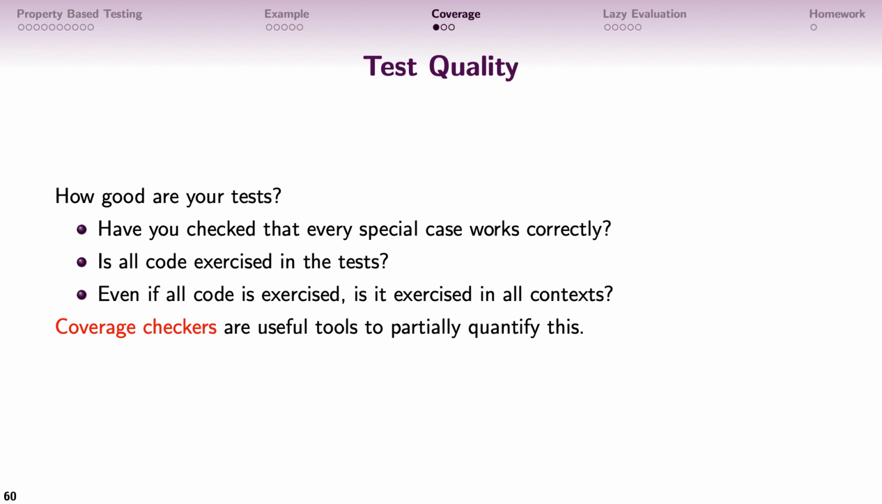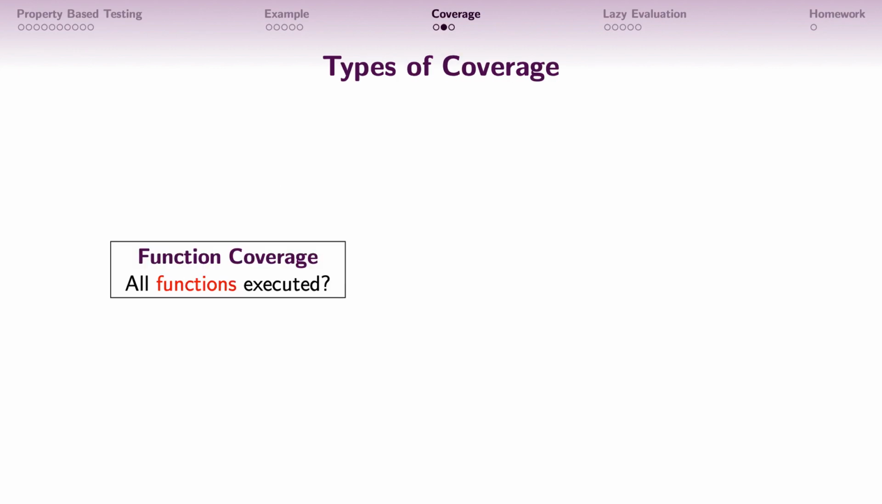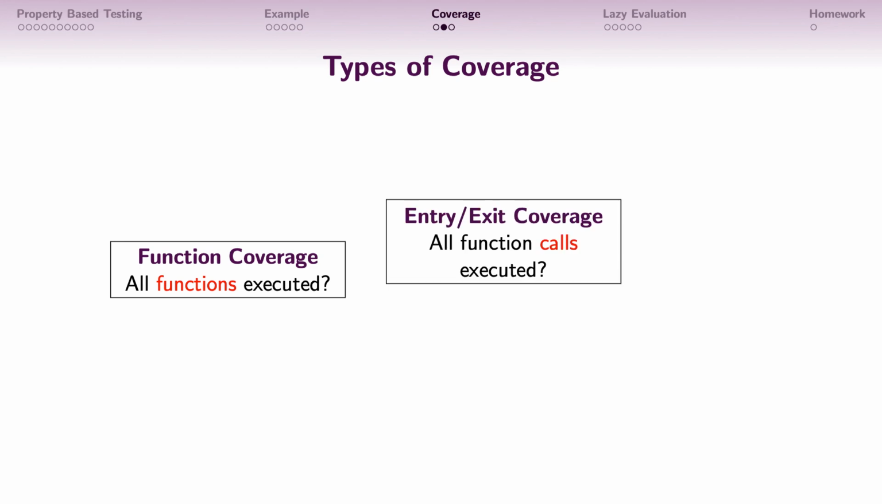There's many different types of coverage checking, and some of them are easier to compute than others. One simple example is function coverage. Have we tested every function we've defined? If I define 10 functions in my file, do all those functions get executed in my tests? A slightly more fine-grained version of this is entry-exit coverage, where if I have a function f that is called in several places, are all of the places where that function's called tested? That's testing all of the entry and exit points of a particular function.